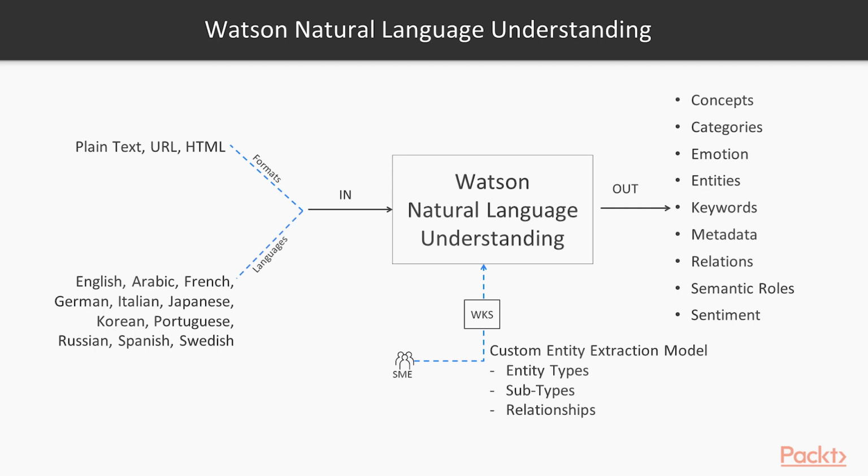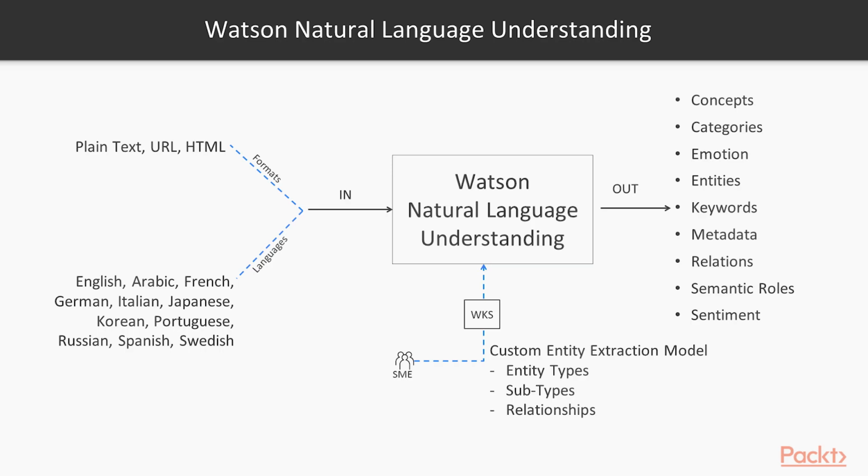You could also train this API, which we will see in a later section, using a tool called Watson Knowledge Studio, where you can train a custom model to extract your own set of entities and relationships, using which you can do a lot of things, including building knowledge graphs and whatnot. So this is the Natural Language Understanding API. So let me actually test this.